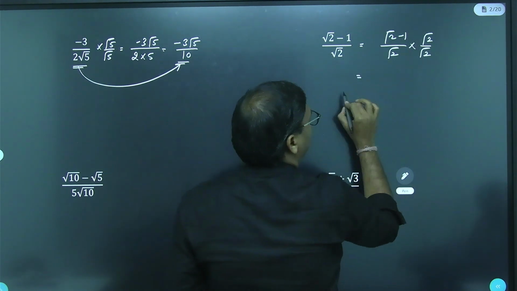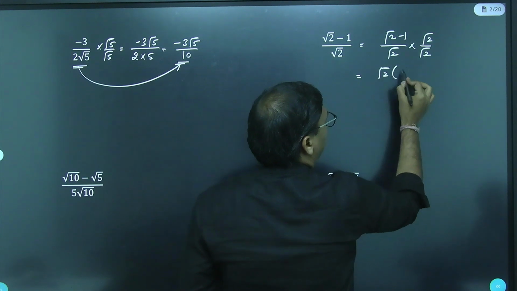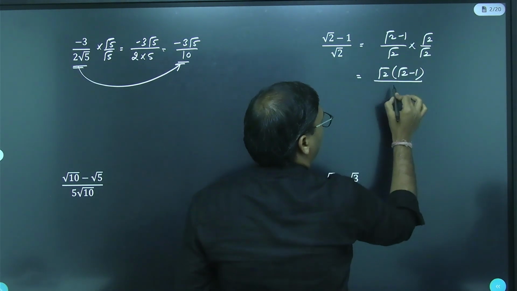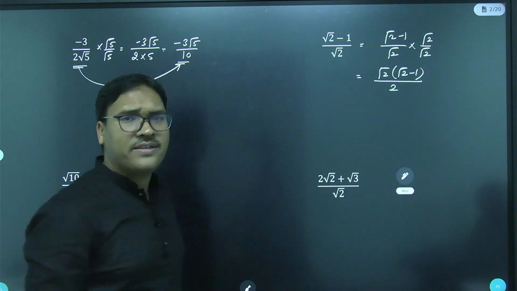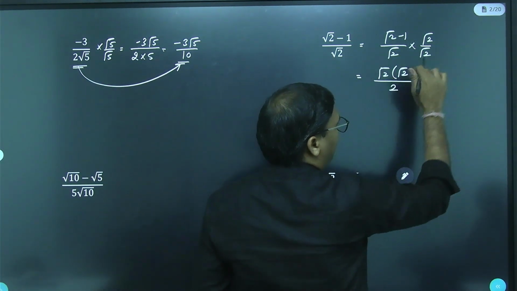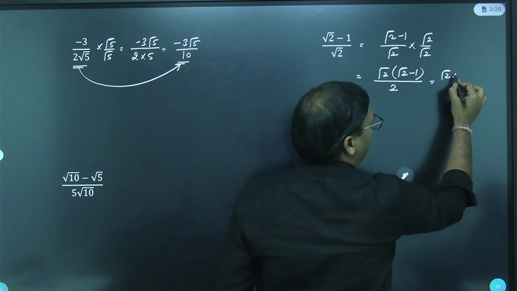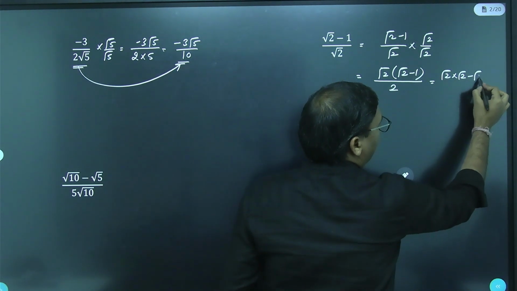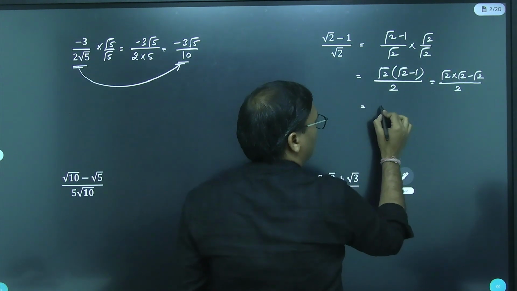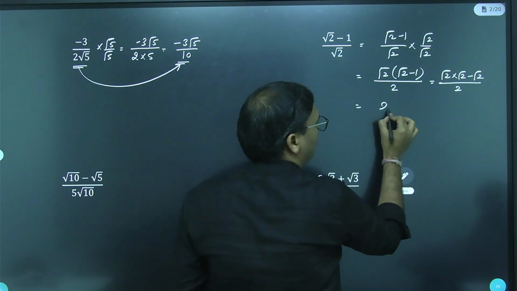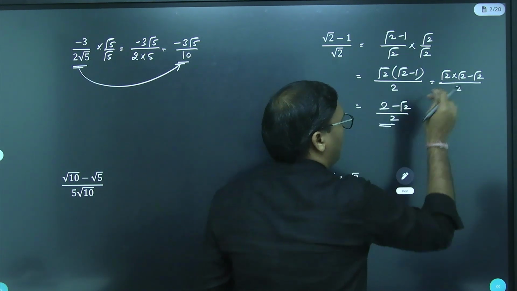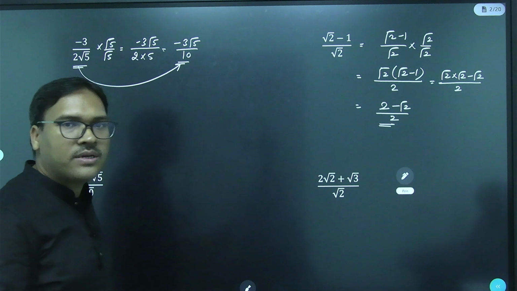Now if I simplify this, this is root 2 multiplied with root 2 minus 1 upon root 2 into 2 will become 2. You can further simplify this. What is root 2 into root 2? I will open this bracket. This is root 2 into root 2 minus root 2 divided by 2, and we know root 2 into root 2 is 2. This is equal to 2 minus root 2 divided by 2. I hope this makes sense, correct? So this is how you can rationalize it.